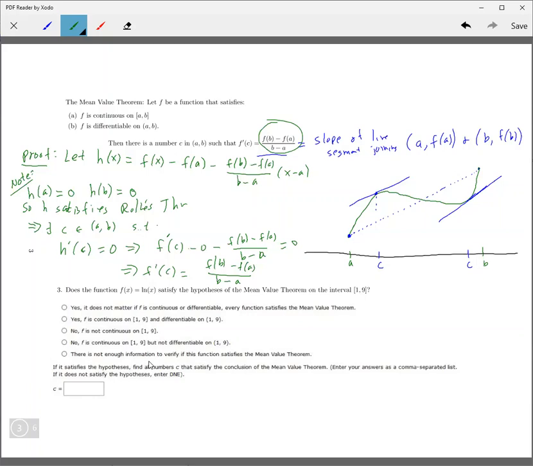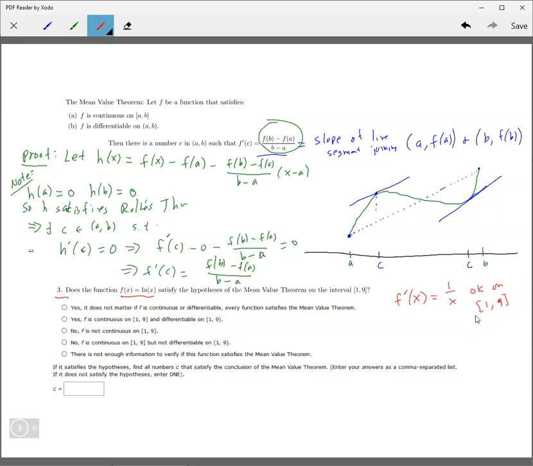Let's do an exercise right here. Number 3. Does the function f of x equals natural log of x satisfy the hypotheses of the mean value theorem on the interval from 1 to 9? And the answer to that is going to be yes. If I take the derivative of log x, I get 1 over x, right? And this is okay on the interval from 1 to 9. As long as x is greater than 0, as long as it's an interval that's got all positive numbers, then we're fine. It's differentiable and continuous.